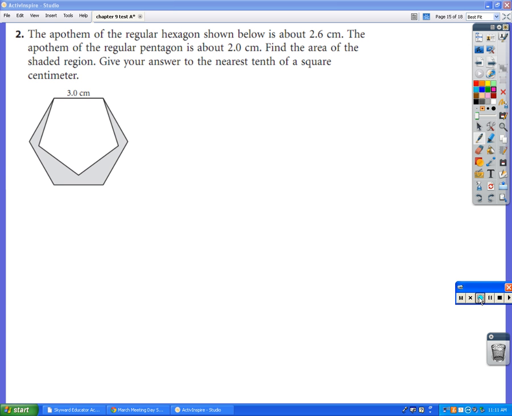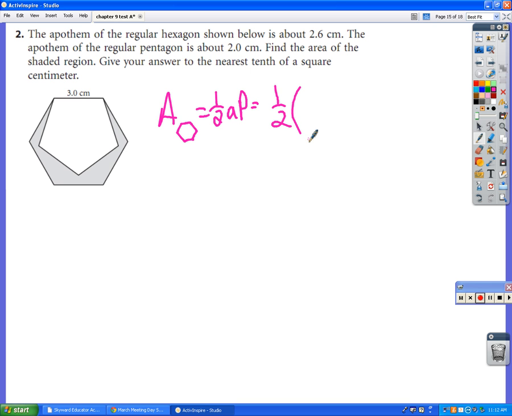All right, so Haley, for this one, it says the apothem of the regular hexagon shown below is about 2.6. So that would allow us to find the area of the hexagon by going 1/2 the apothem times the perimeter, right? The apothem of the hexagon is 2.6. What's the perimeter of the hexagon? Well, 18. There's 6 sides. So then 1/2 of the perimeter, 9, times 2.6 is what? 23.4. Okay, so that's the area of the hexagon.